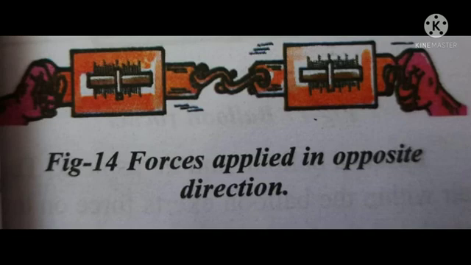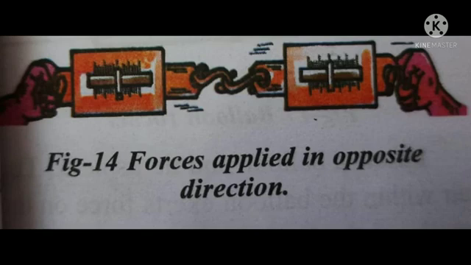What do you notice from the readings in the spring balances? Are the readings of the two spring balances the same? Are we able to make the spring balances show different readings by pulling them simultaneously in opposite directions? Why not?